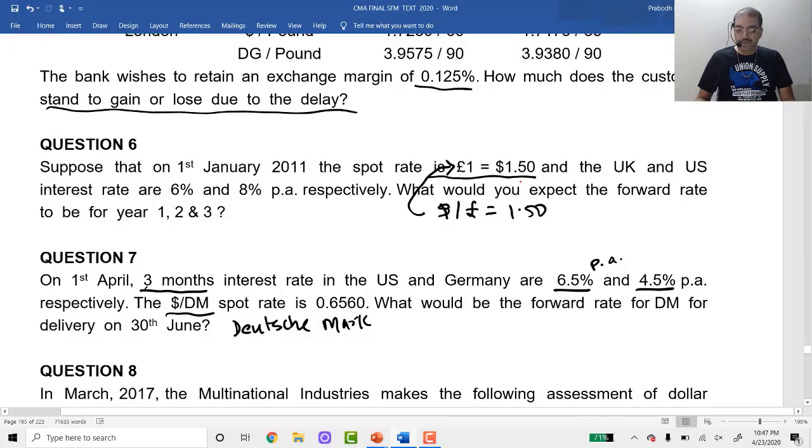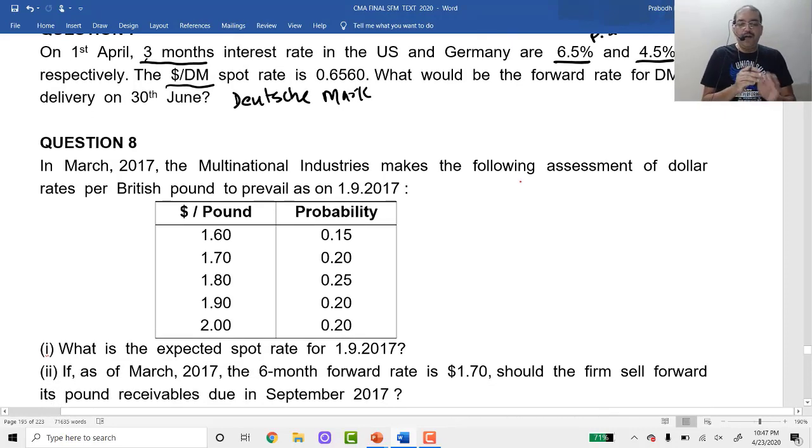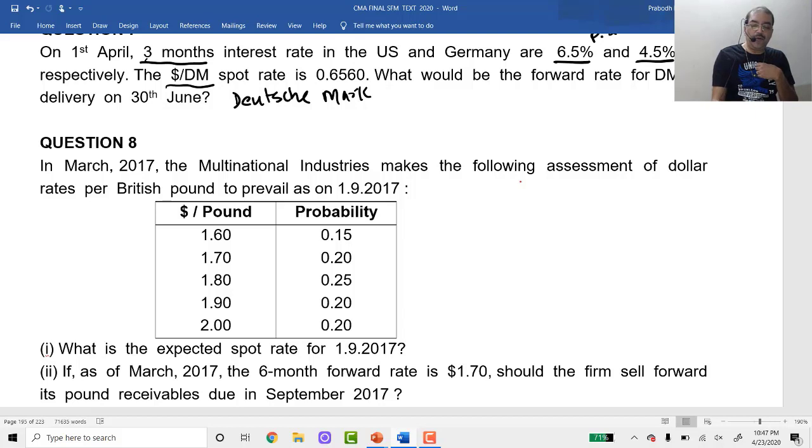Question number 8. In March 2017, multinational industries makes the following assessment of dollar rates per British pound to prevail as on 1st September 2017. Expectation is that it may be 1.60 or 1.70 or 1.80 or 1.90 or 2, and these are the probabilities given: 15%, 20%, 25%, and so on. What is the expected spot rate? We have done this now. Probability into X, multiply the two, take the total of that. Summation of PX.